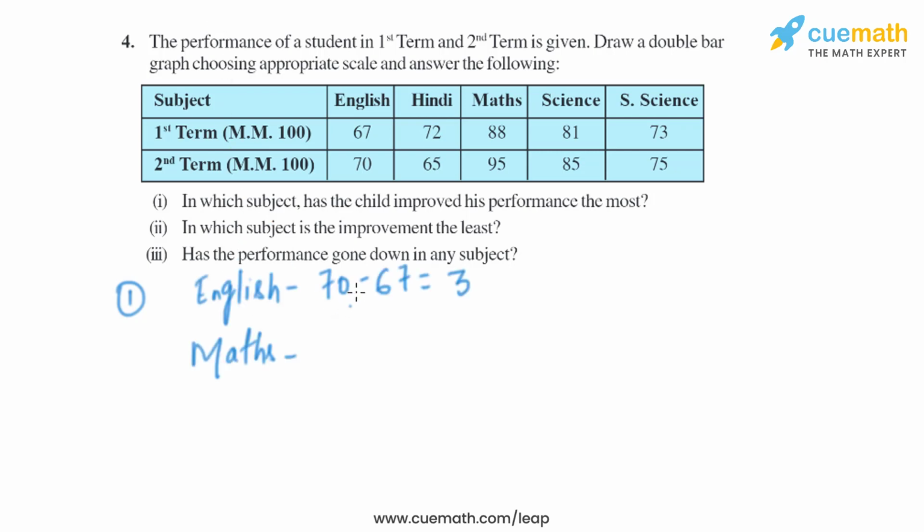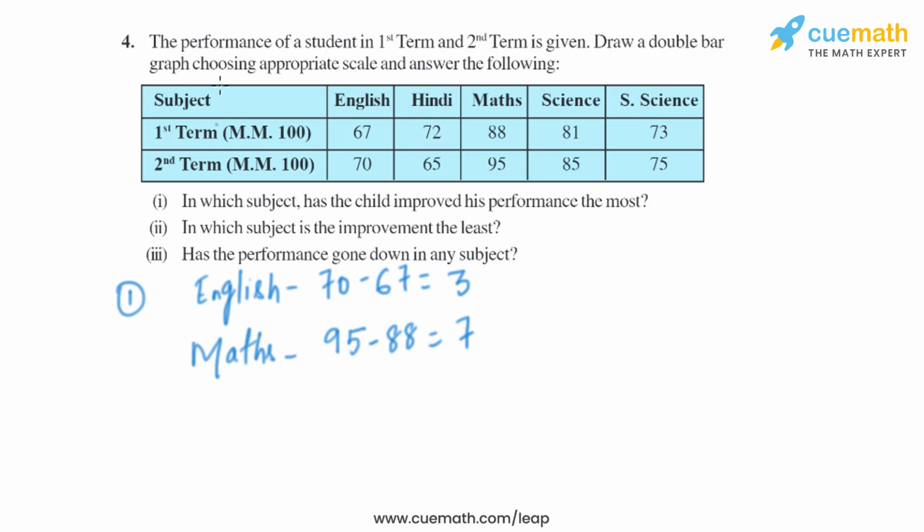Now if we look at Hindi, his first term marks were 72 and second term marks are 65. So his marks have decreased in Hindi. Let's move on to maths. As we can see, there is an improvement in maths. Earlier he scored 88, now he has 95. So he has improved by 7 marks in maths.